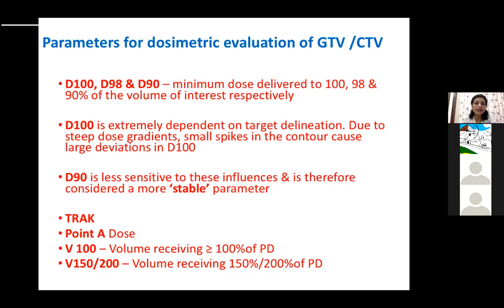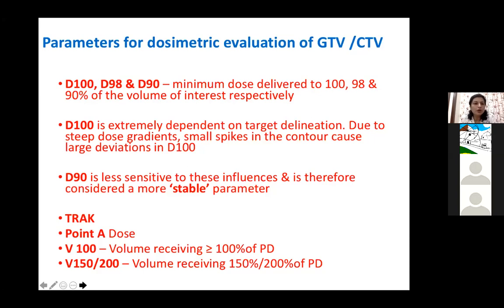The D90 is considered less sensitive to these influences of contouring and is a more stable parameter. In addition to that, we report the TRAK, the point A doses, the V100, that is the volume receiving more than 100% of prescribed dose, which should be more than 95%, and also the V100 to V200 ratio.